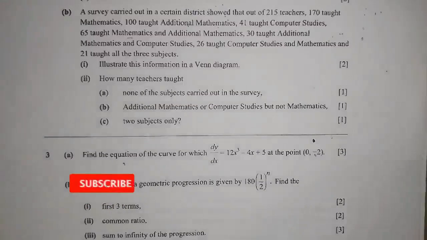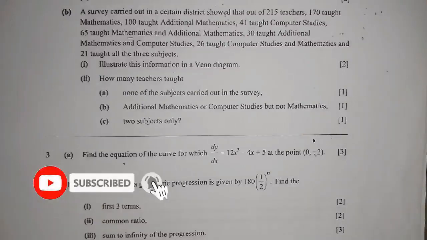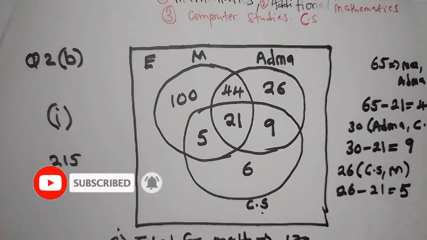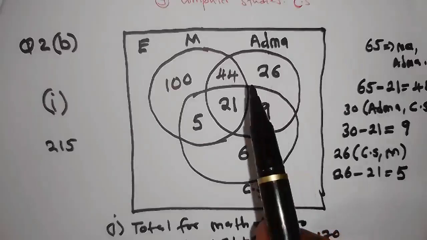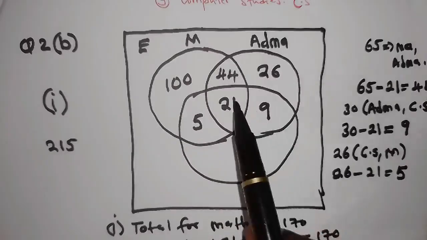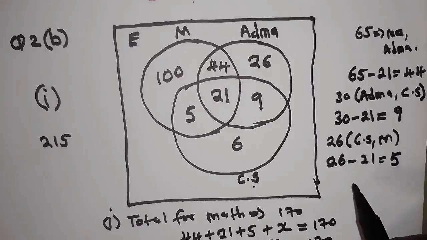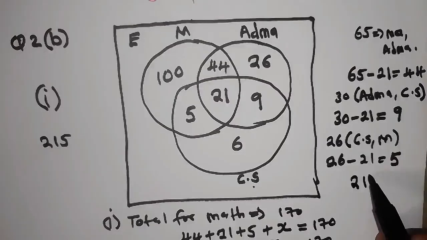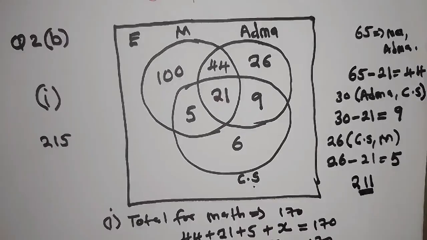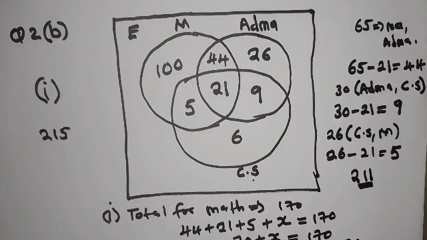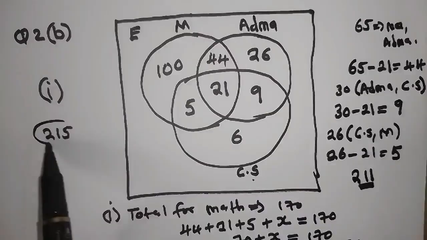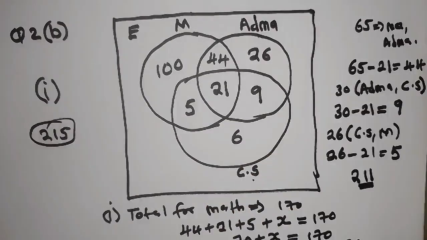Okay. So just to be clear, when you add everything, okay, when you add this plus this plus this plus this plus this plus this plus this, you are going to get 211. Okay, 211. So we are not getting 215 as according to the survey. So meaning there are some missing people, that some of the teachers did not teach any of the subject.